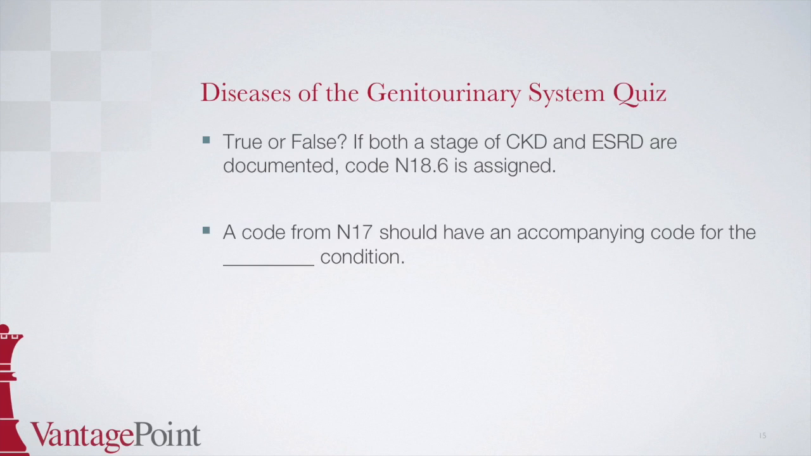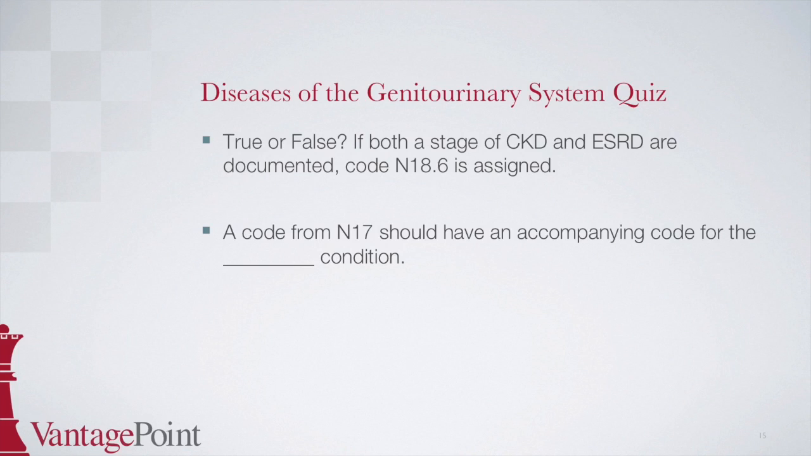Now it's time for our quiz. Our first question is true or false: if both a stage of chronic kidney disease and end-stage renal disease are documented, code N18.6 is assigned. The second question is: a code from N17 should have an accompanying code for the blank condition. You can pause the webinar to write down your answers and then hit play to find out if you were correct. The answer to our first question is true.